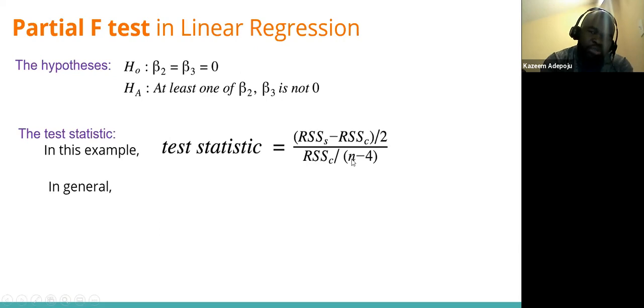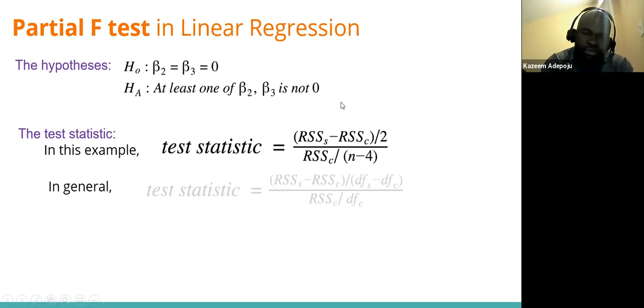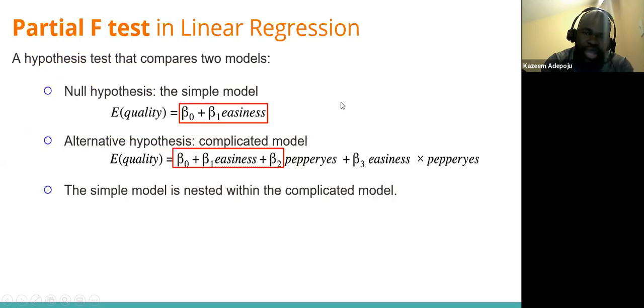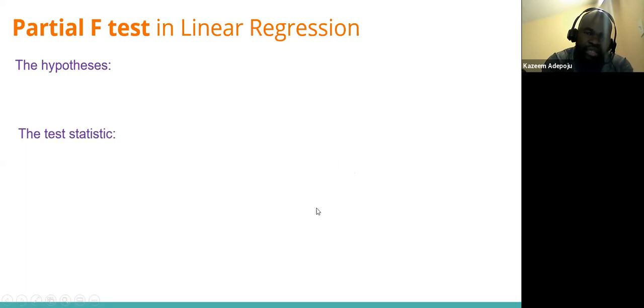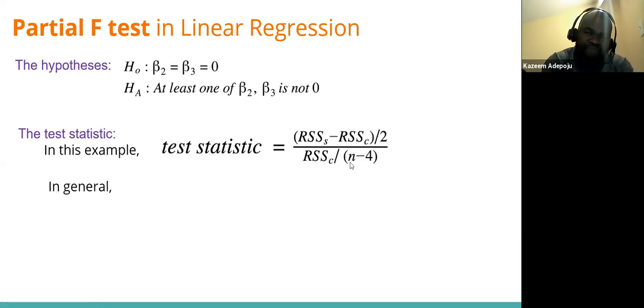Now, the degrees of freedom is going to be n minus 4. Why 4? p is 4. I'm going to take that from the complicated model. How many parameters do we have in the complicated model? 1, 2, 3, 4. We got 4 parameters in the complicated model. And in the formula right here, that is why you have n minus 4. It's not all the time that it's going to be 4. You know, there could be something else right here.